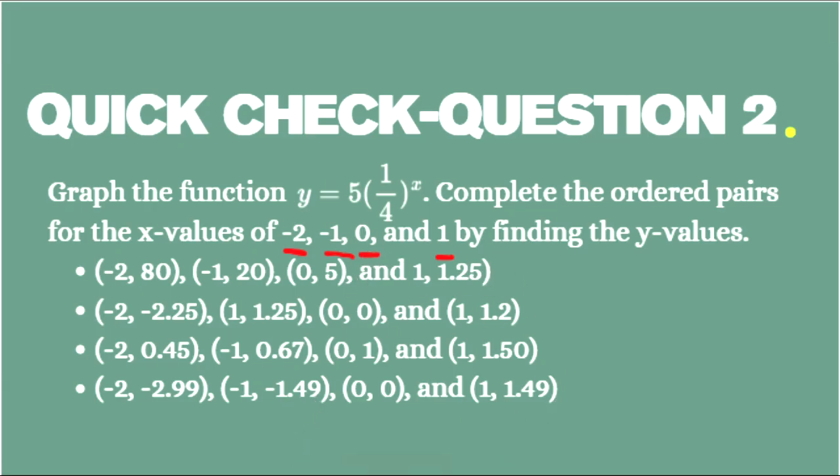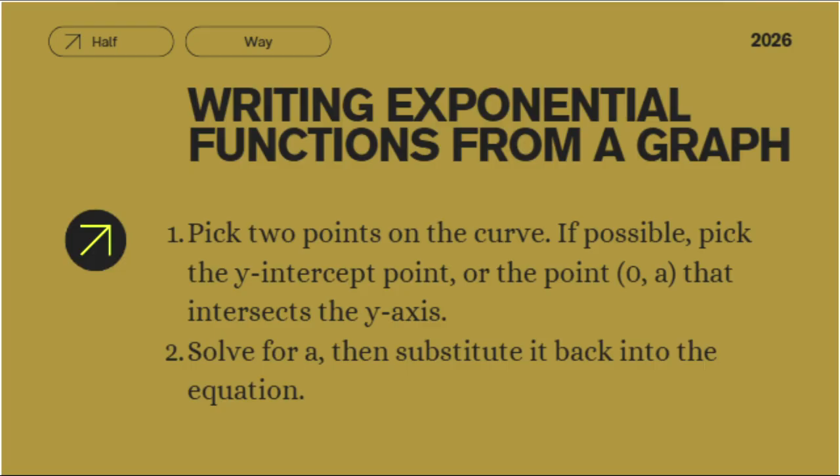Okay. All right, halfway. Writing exponential functions from a graph. So now we're doing it backwards. We had a function, we made a graph, now we have a graph, we're going to make the function. First, you pick 2 points on the curve. If possible, pick the y-intercept or the point (0, a) that intersects the y-axis. It just makes it easier.